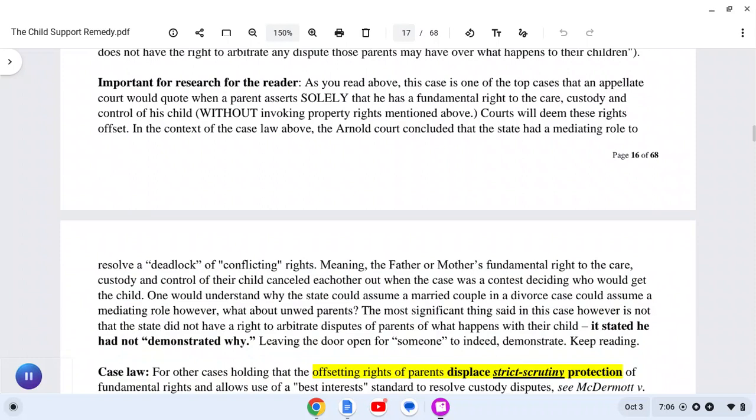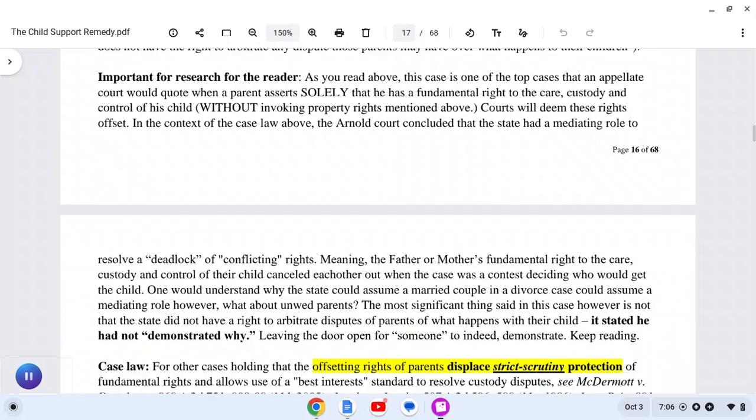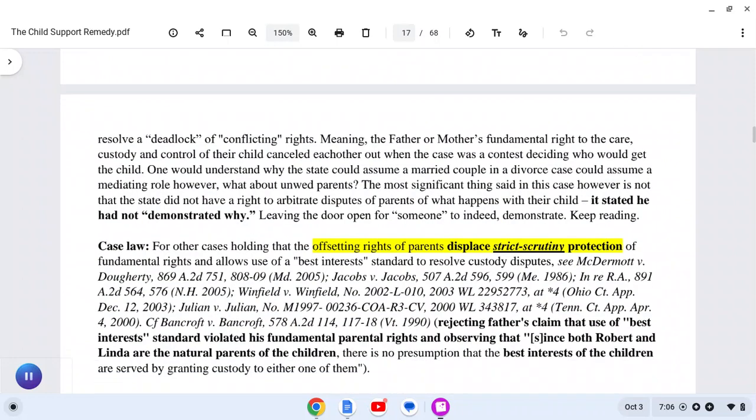As you read above, this case is one of the top cases that an appellate court would quote when a parent asserts solely that he has a fundamental right to the care, custody, and control of his child without invoking property rights mentioned above. Courts would deem these rights offset. In the context of the case law above, the honored court concluded that the state had a mediating role to resolve the deadlock of conflicting rights. So they're acting as a mediator, some sort of arbitration type thing or something like that.